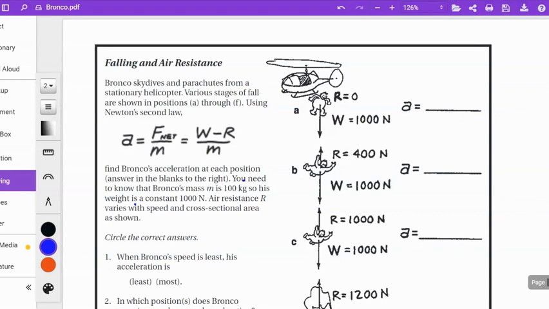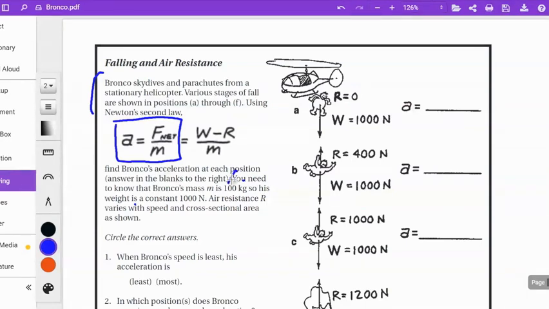We're going to need to use Newton's second law, which is the formula that's written over here, and we're going to plug in some values to figure out the acceleration of the skydiver. So I'm going to read the instructions over here on the left. It says that Bronco skydives in parachutes from a stationary helicopter. Various stages of fall are shown in positions A through F. Then it says we're going to use Newton's second law to find Bronco's acceleration at each position.